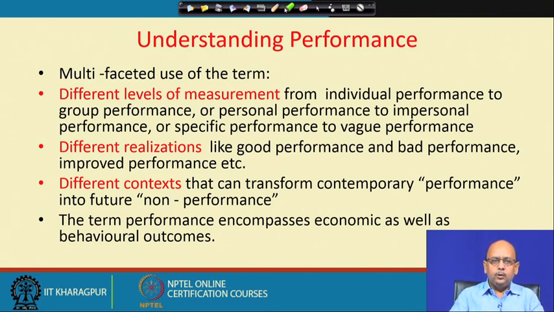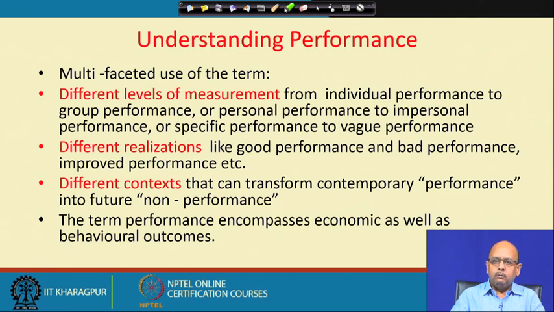Now, another important issue is related to the context in which you are going to perform. Whether you are talking about performance in the contemporary form, that is, contemporary performance. Contemporary means that performance is in today's context, today's environment, or we are going to talk about the future, okay. Similarly, we talk about performance or non-performance, whether you are performing at all or not. So, there could be different facets of performance, like whether you are going to measure individual to group performance, different relations from good to bad performance, different context, whether today's performance or tomorrow's performance, okay.